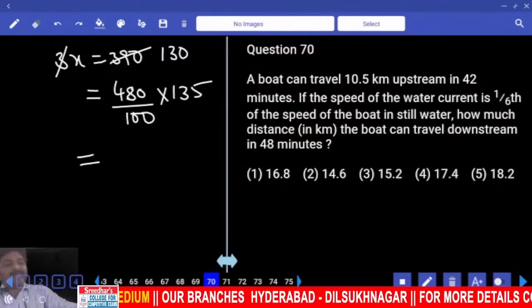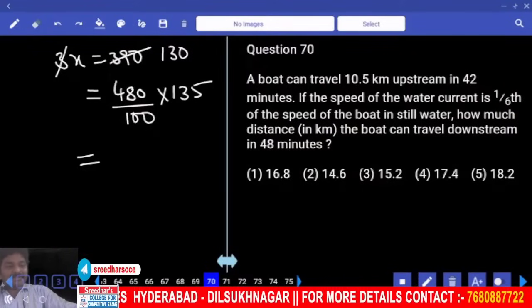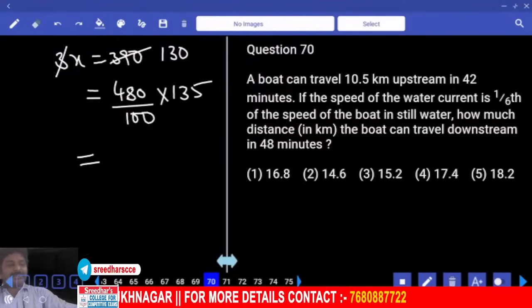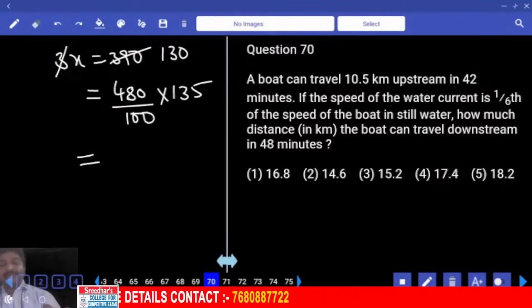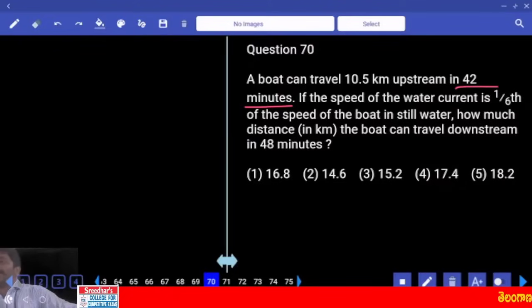A boat can travel 10.5 kilometers upstream in 42 minutes. If the speed of the water is 1/6 of the speed of the boat in still water, how much distance can the boat travel downstream in 48 minutes? Okay, how many minutes are given in this question here? So speed is measured in kilometers per hour.